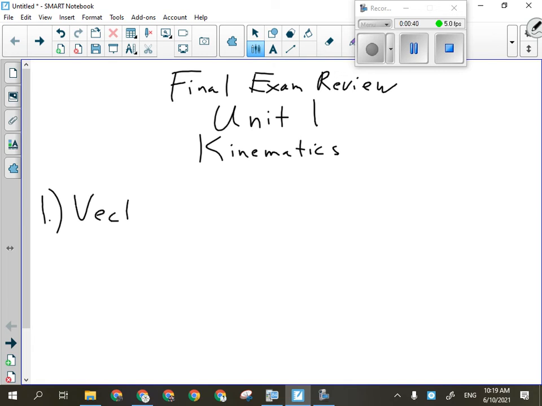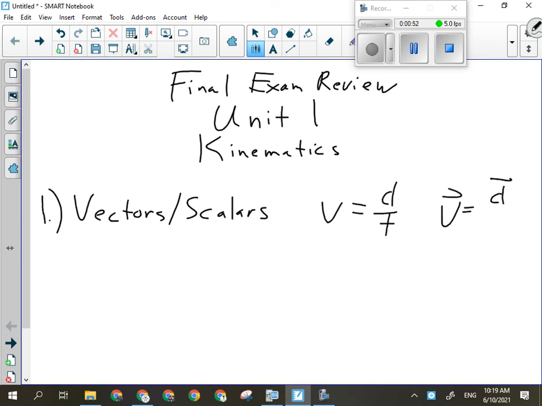That would have been vectors and scalars, and V equals D over T of both varieties, vector and scalar. Is it important for you to remember which things are vector and which things are scalar? Yes, and not because I'm going to have multiple choice questions asking, speed, vector or scalar? No, I don't care. I'm not going to do that.